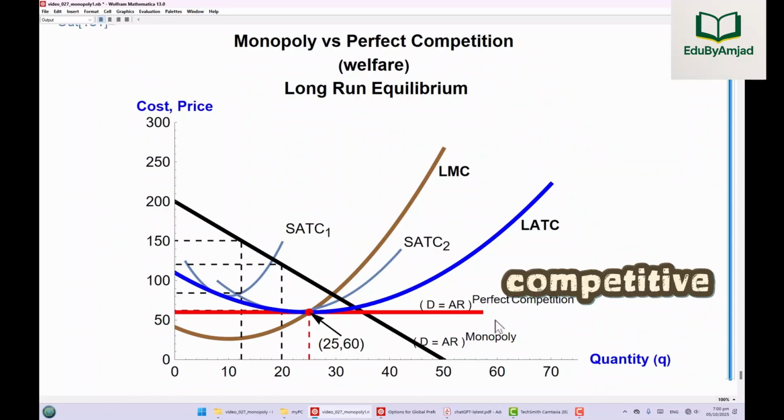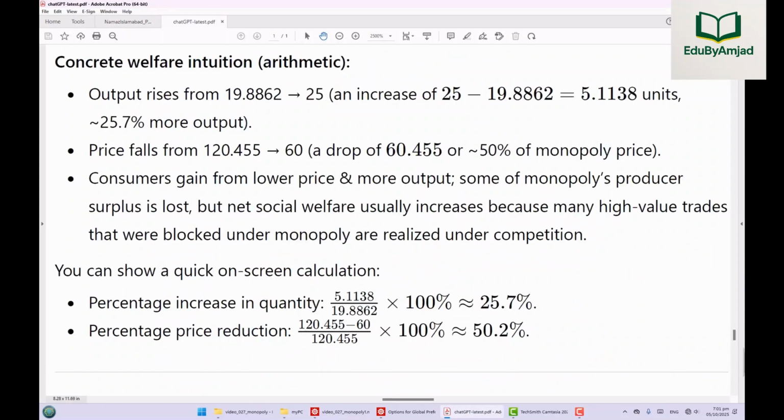At this perfectly competitive long-run equilibrium, compared to the monopolist's outcome, the quantity produced is higher, 25 units, while the price charged is lower, 60. As shown here, the welfare intuition is clear and concrete. Output increases by about 26% relative to the monopoly case, while price falls by 50%.